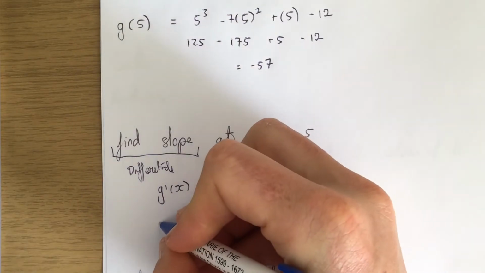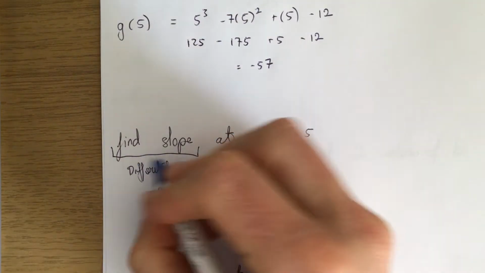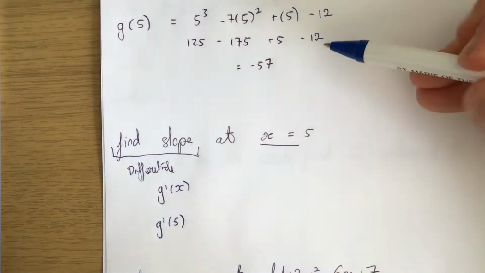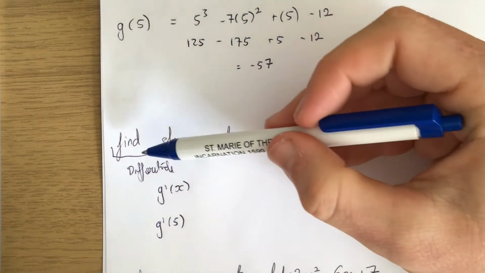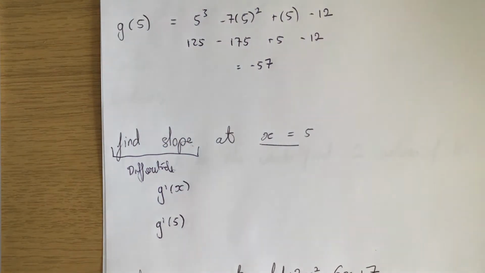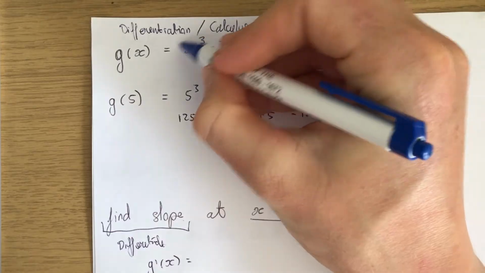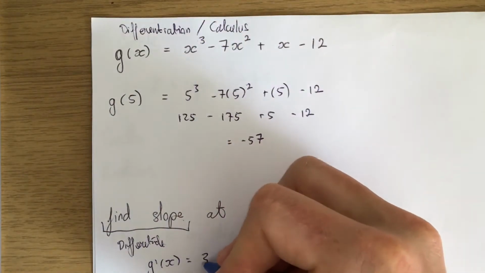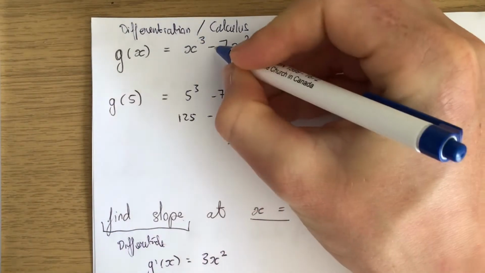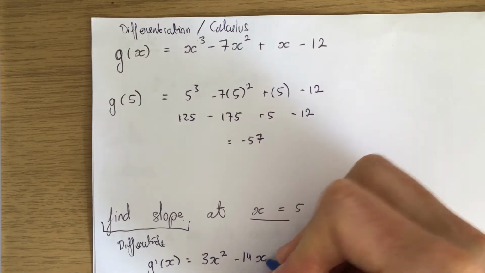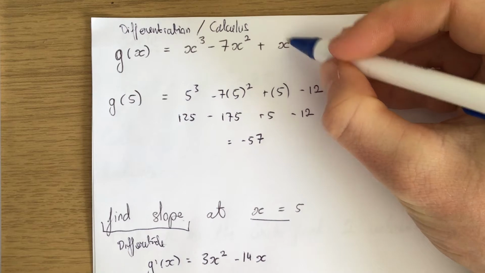That would then mean that you're finding your differentiated version, because it said find the slope of this at x equals 5. So very similar to the previous question, except since it said find slope, that means you have to differentiate first. So g dashed of x, now we're going to go off this one. So this would be 3x squared. So 3x squared minus 7 times 2, so minus 14x. And then x differentiated will actually just go to 1.